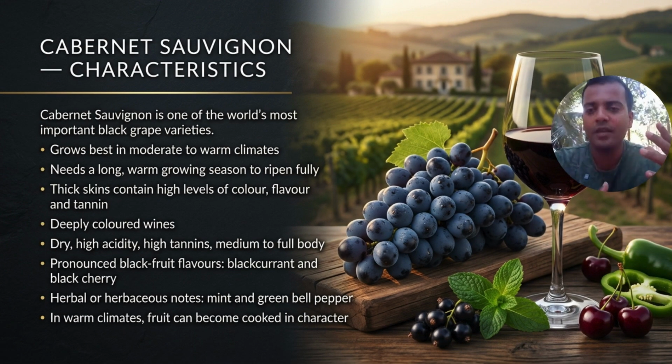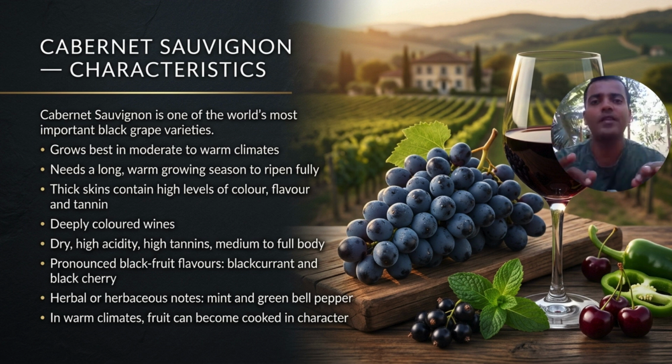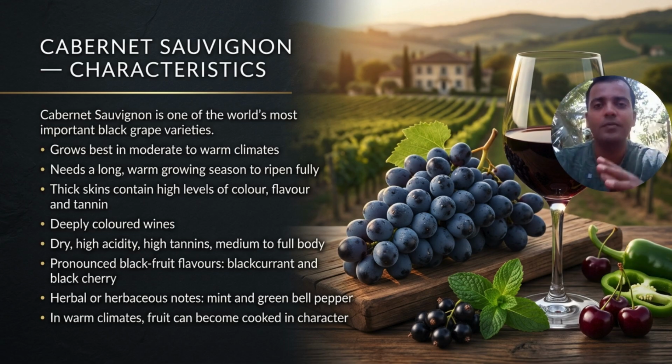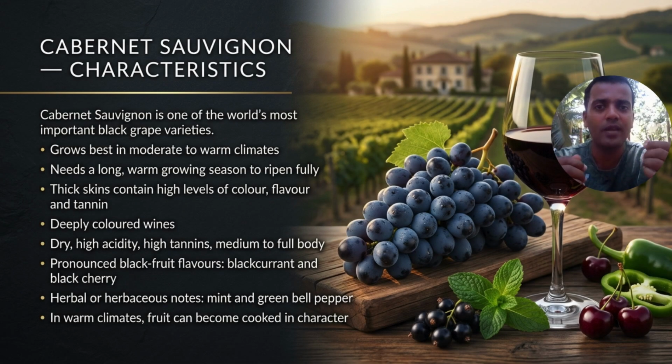Typically these wines are dry, with high acidity, high tannin, and medium to full body. This is the typical description of this grape variety. They have pronounced black fruit flavors like black currant and black cherry. These are the most associated aromas and flavors with this grape variety, along with herbal or herbaceous notes. Herbal means minty aromas, which is a very signature aroma. And then we have herbaceous notes like green bell peppers.